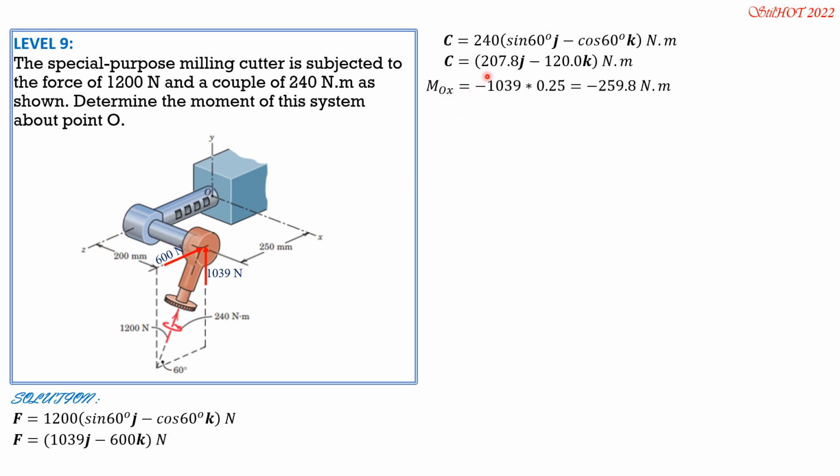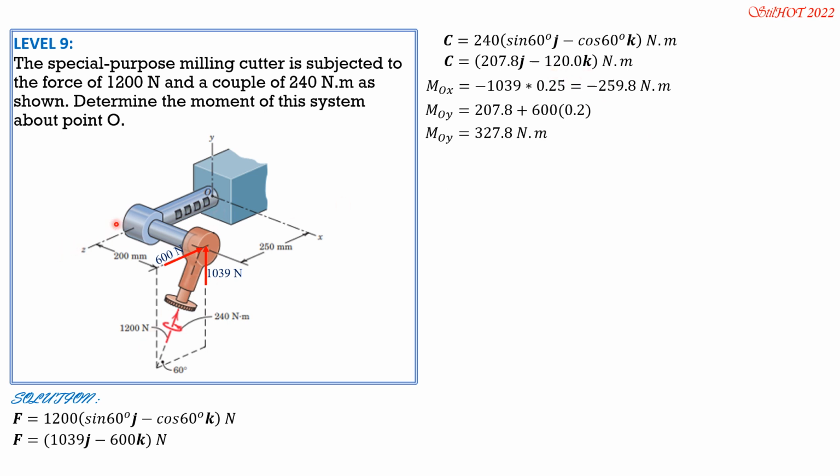Then we have here 207.8 due to the component of the couple. So MOY therefore is 207.8 plus 600 times 0.2. So MOY is 327.8 Newton meter. Finally, MOZ, we have negative 120 due to the couple component.